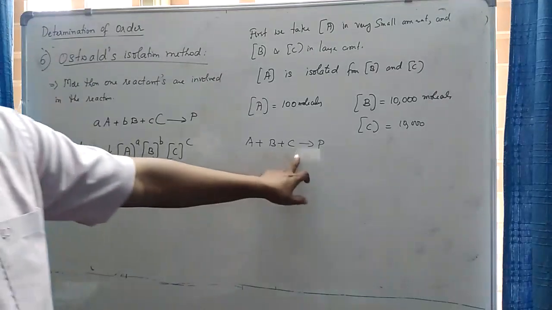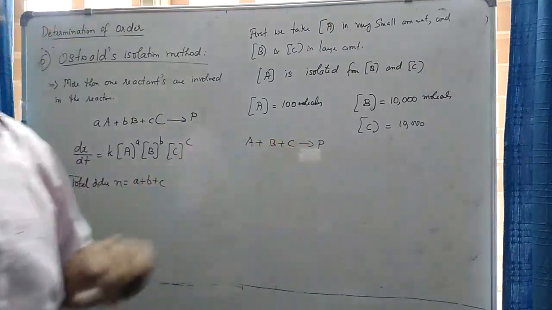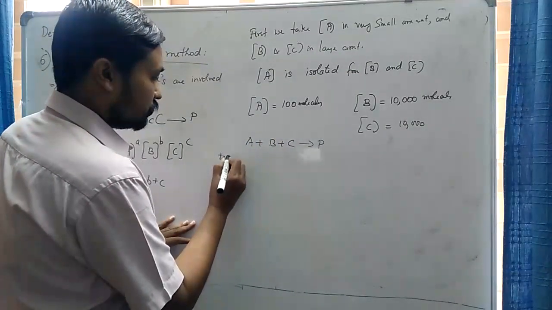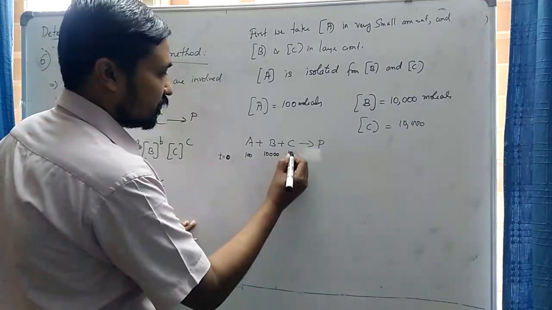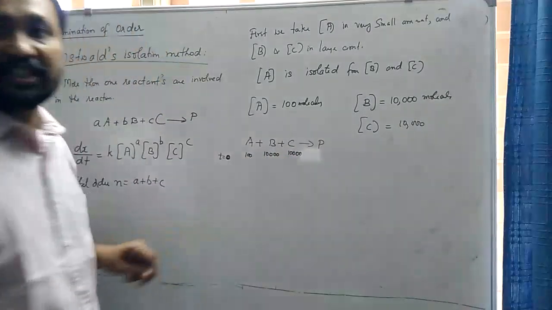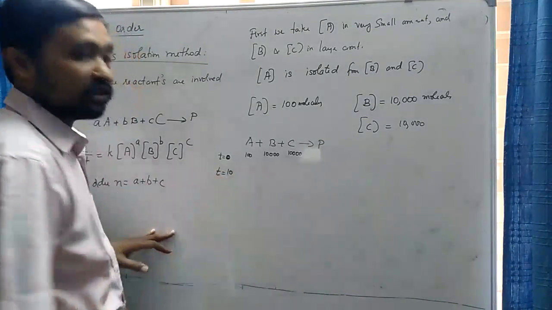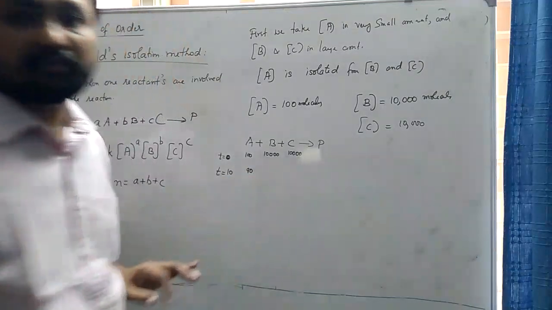Now, for this reaction, for one molecule of A, you require only one molecule of B and one molecule of C. Say at the beginning, at T is equal to 0, you have 100 molecules of A, 10,000 molecules of B and 10,000 molecules of C. Say for example, I am measuring that after 10 minutes, there are 90 molecules of A left.